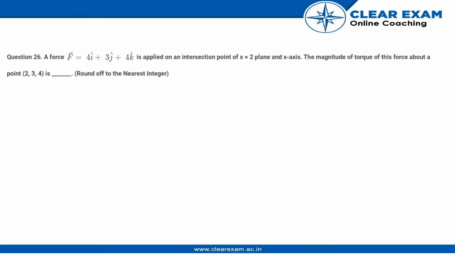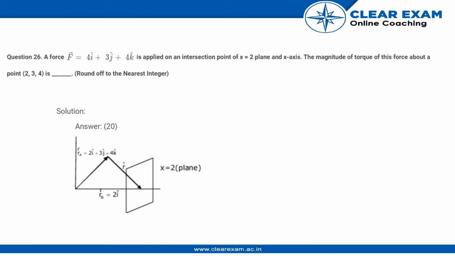So let us look at the diagram in this case, where the diagram tells us that this is the plane. This is the force acting on the intersection of the plane with the x-axis, and we need the magnitude of torque that will be acting on this point over here, (2, 3, 4), due to the force acting on the intersection point.